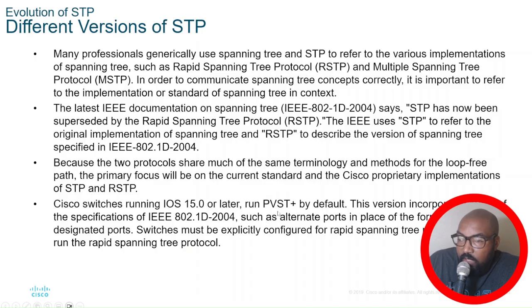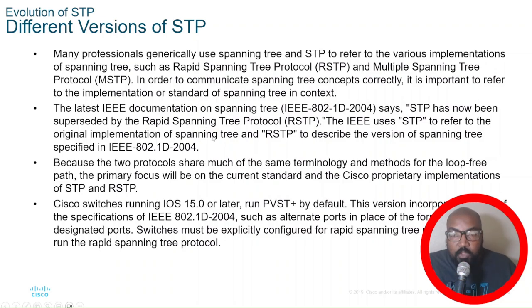So the one that's owned by Cisco, I think I mentioned earlier, Cisco switches running 15.0 or later run what's called the PVST version of spanning tree. It's like an updated version of that. It makes the conversions happen faster. We want things to happen a whole lot faster because we want high availability. Let's read this third bullet really quick. Because the two protocols share much of the same terminology and methods for the loop-free path, the primary focus will be on the current standard and the Cisco proprietary implementations of STP and RSTP. That's kind of what we just talked about, right? The rapid spanning tree protocol.